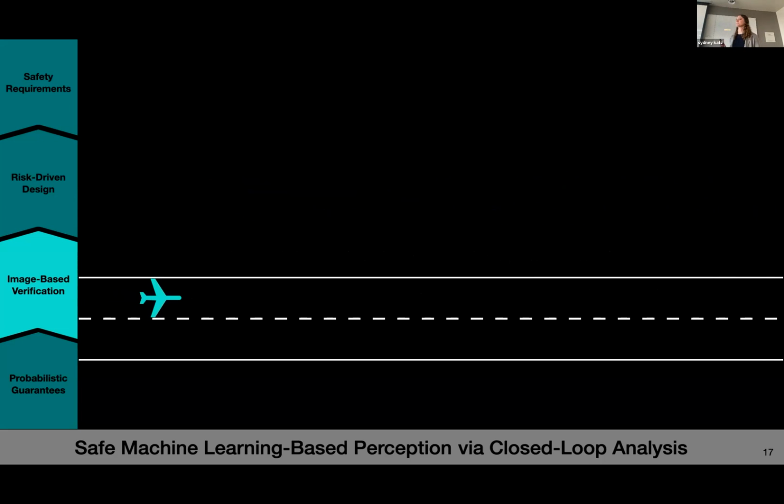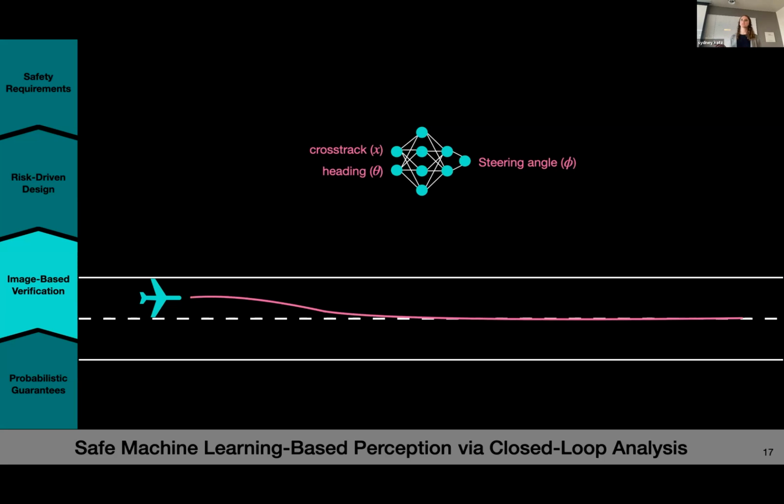For this particular section, I'm going to use a running example of an aircraft taxi problem, where we have an aircraft that's situated somewhere on a runway. And we're going to represent its state using its cross-track, or distance to center line, and its heading. Before I talk about what an image-based neural network controller might look like for this scenario, I want to just briefly talk about what a state-based controller would look like. So a state-based neural network controller would just take in both of these inputs and output a control action. And in this case, it's a steering angle, which is responsible for steering the aircraft safely down the runway.